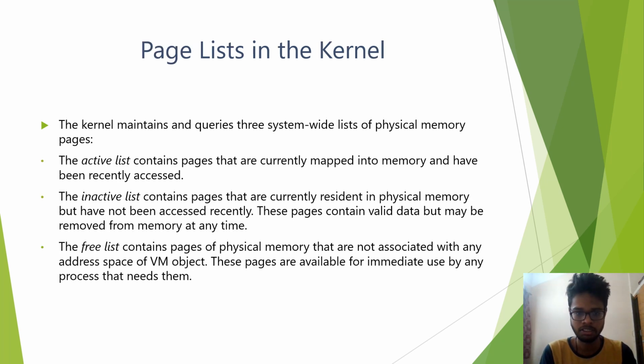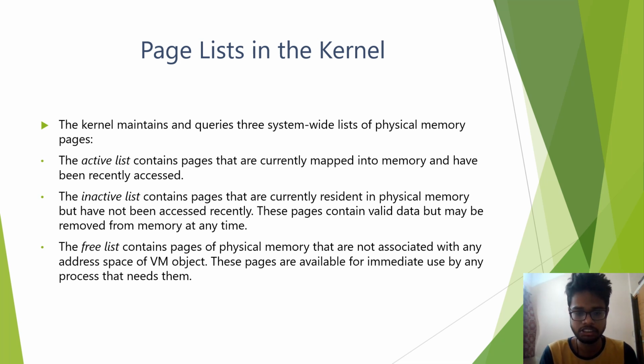So here comes the question about page listing in the kernel. The kernel maintains and queries three system-wide lists of physical memory pages. The active list contains pages that are currently mapped into memory and have been recently accessed. The inactive list contains pages that are currently resident in physical memory but have not been accessed recently, and these pages contain valid data but may be removed from memory at any time.